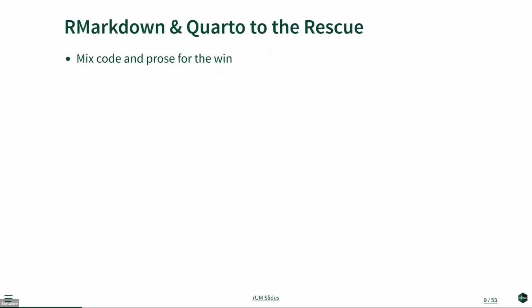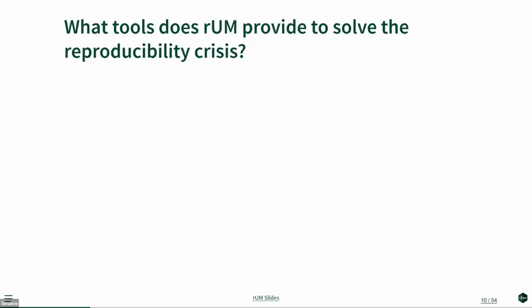Since we must be able to replicate our work time and again, we rely on our heroes, R Markdown and Quarto, and these reproducibility crime fighters help to protect the academic process by mixing code and prose for the win, and the only thing we need to do is just add the science. So what tools does RUM provide to solve the reproducibility crisis?